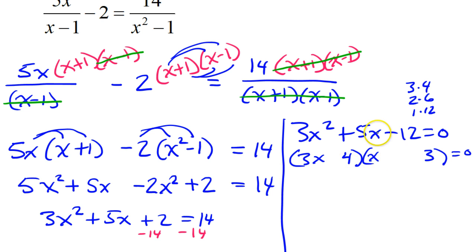Now inner plus outer equals middle. Inner I have 4x, outer I have 9x. I'm trying to get a middle of 5, so this is looking promising. To make a positive 5, I would need a negative 4 and a positive 9. So here's my negative 4, and this would be my positive 9 right here. Also, negative 4 times positive 3 is negative 12, so that is the correct factorization.